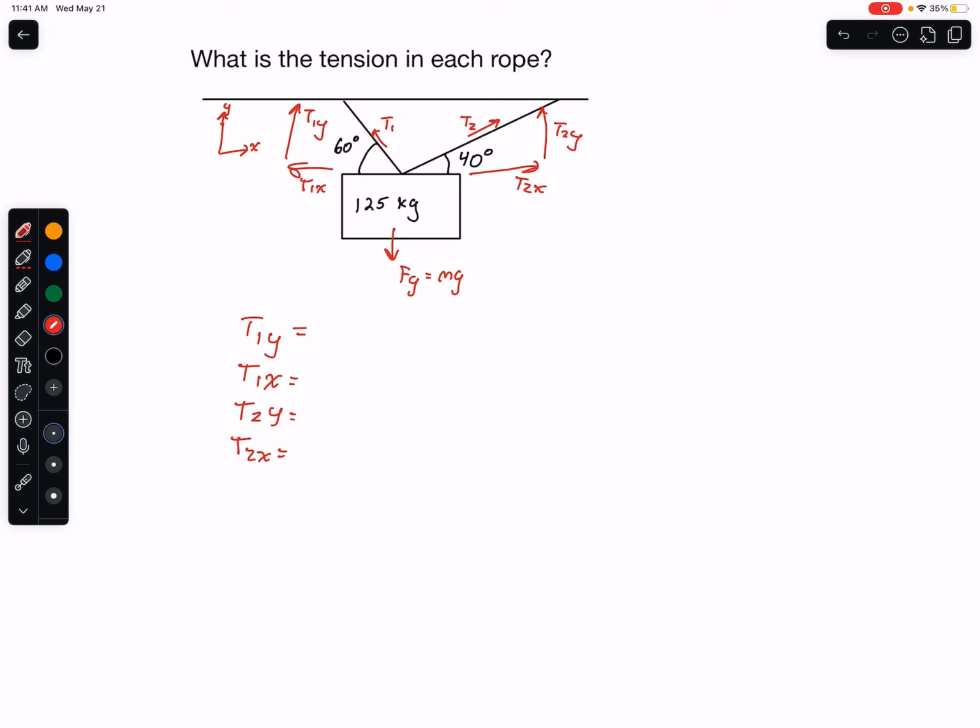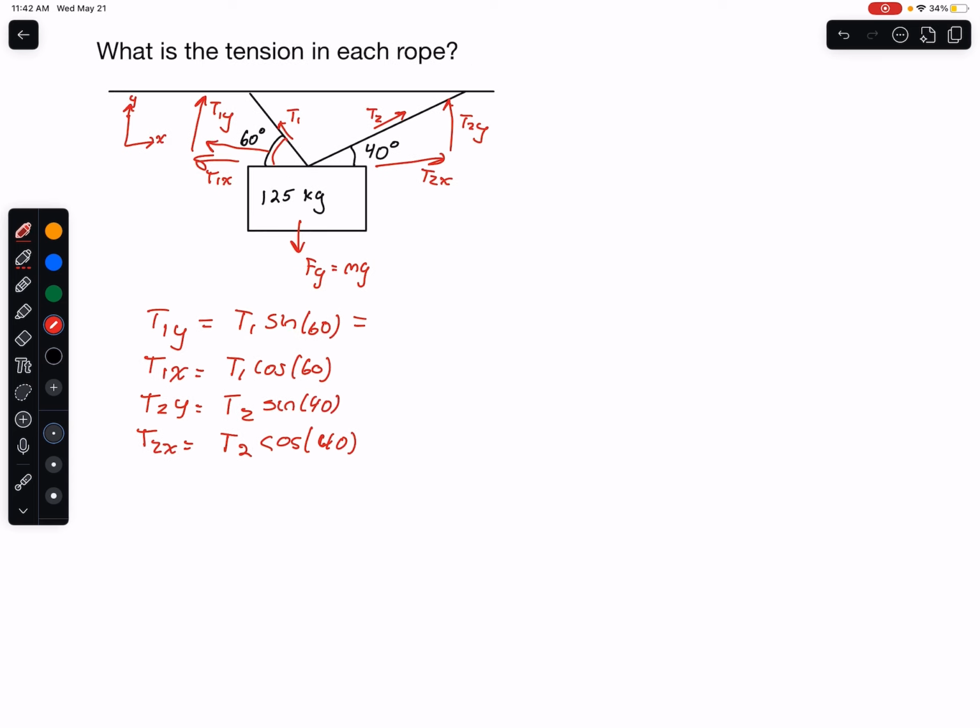All right, I have this set up here. And if you remember from geometry in high school, we know that t1y is opposite of our angle, which means that it's going to be sine of theta. So it's t1 sine of 60. t1x is going to be t1 cosine of 60 because it's adjacent to our angle. t2y is going to be t2 sine of 40. And similarly, t2 cosine of 40 for t2 in the x direction.